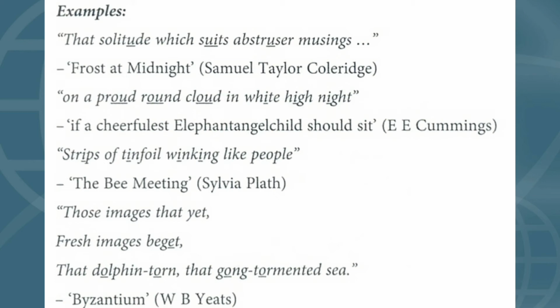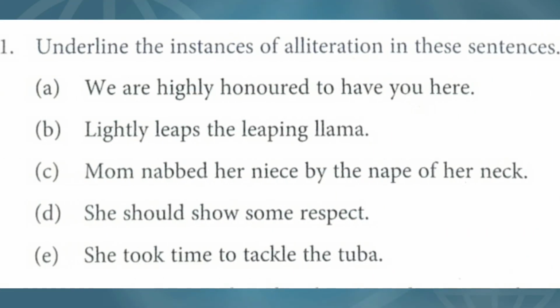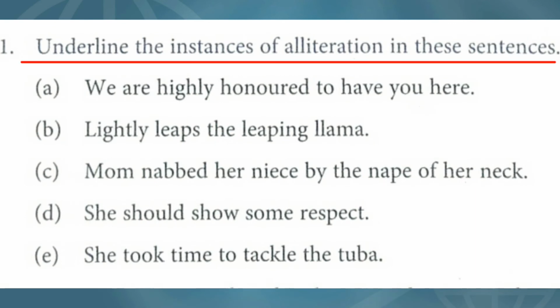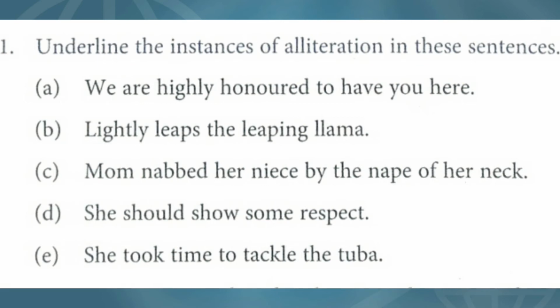Now let us move to underlining the instances of alliteration in these sentences. Now let's start to work it out. Underline the instances of alliteration in these sentences. Remember again, alliteration means repetition of the same sound at the beginning. Look at that: we are highly honored to have you here. The answer is highly, the H: highly honored to have you here.